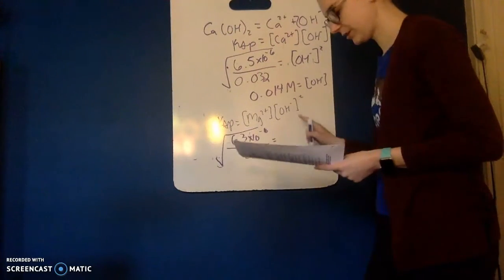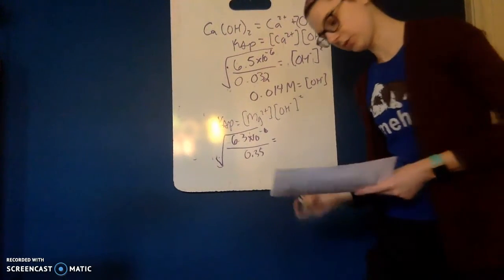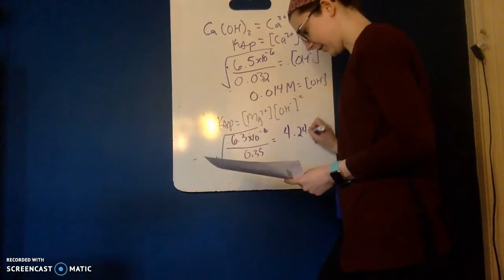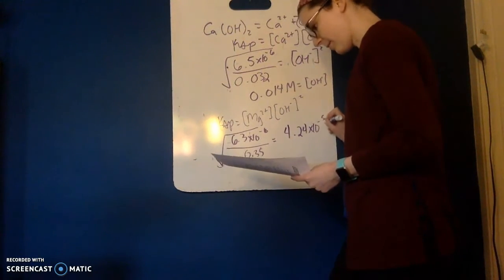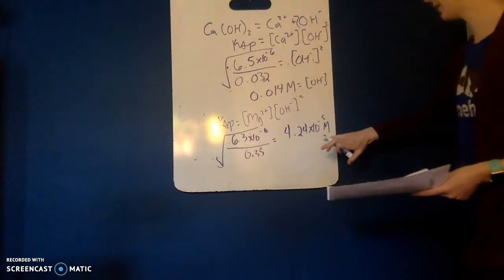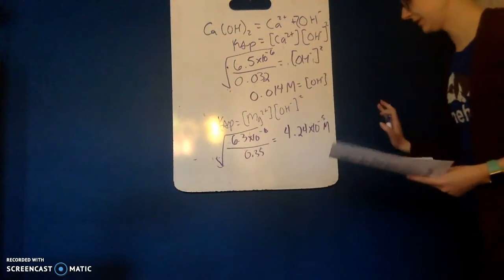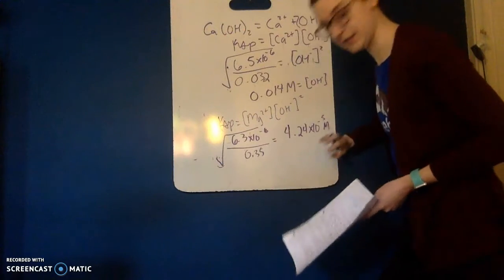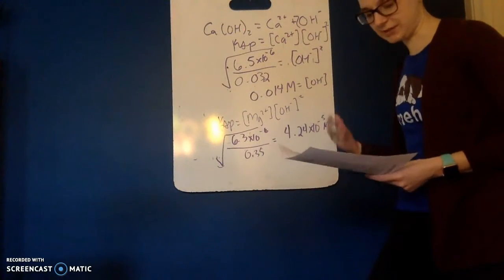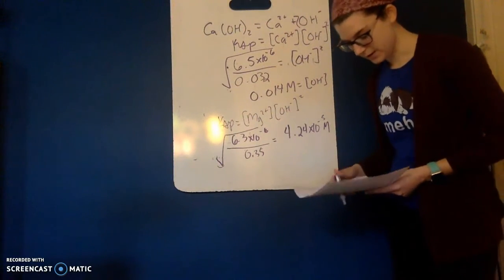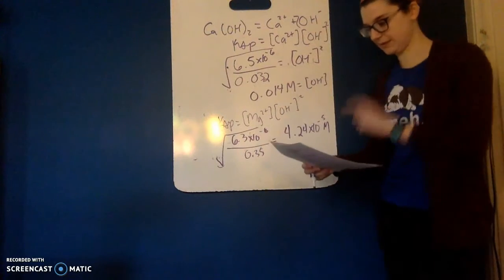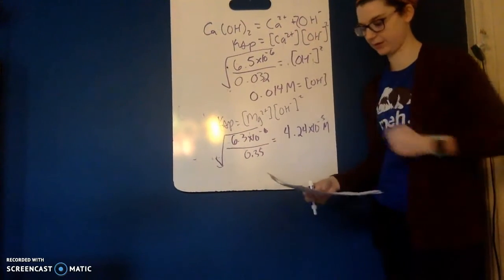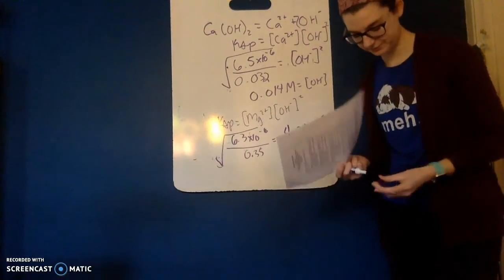So that means our concentration of OH- for precipitate to form has to be 4.24 times 10 to the negative 5 molar. So then I'm comparing these two values. Which one is smaller? The one for Mg(OH)2, magnesium hydroxide, is smaller. So magnesium hydroxide will precipitate out first because this concentration of OH- will be reached before the other concentration of OH-.